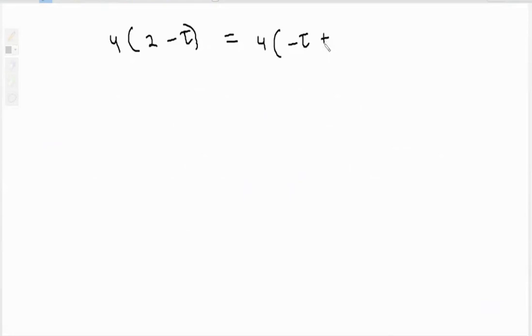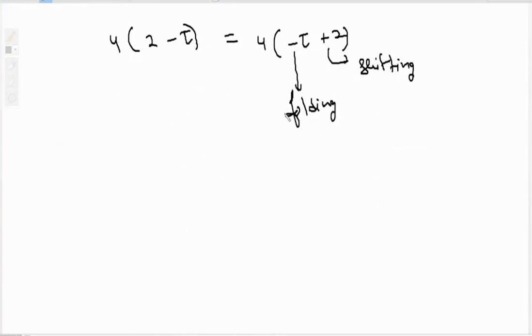Now, what will be sketch of u of 2 minus tau? So u of 2 minus tau can be written as u of minus tau plus 2. Okay. So here this plus 2 indicates time shifting, and this minus tau indicates folding. So according to precedence rule, first we should do the shifting, then we should do the folding.